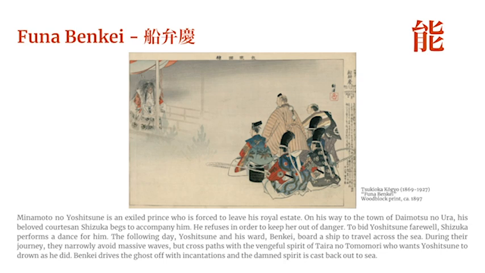During their travel, they narrowly avoid massive waves, and they survive that, but they cross paths with a vengeful spirit of a man named Taira no Tomomori, who drowned at sea while trying to invade a neighboring kingdom, and he wants Yoshitsune to drown in the same way. But Benkei drives the ghost away with incantations and spells, and they make it to shore, and the damned spirit is cast back out to sea.